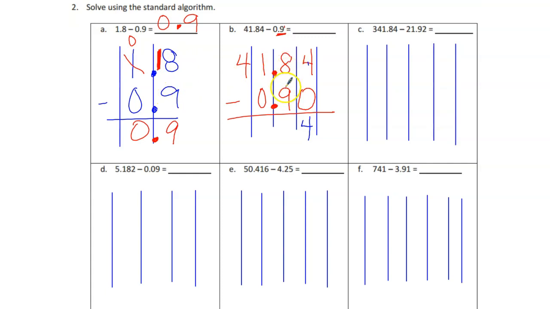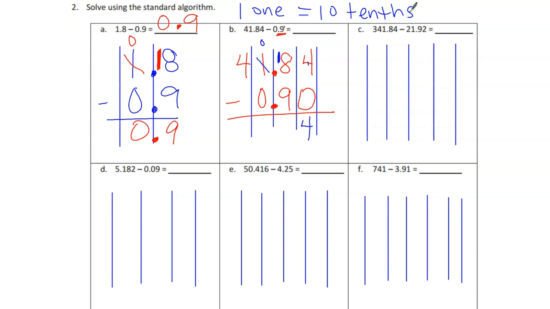So 8 tenths minus 9 tenths, I can't do. I need to rename this one whole. Now I have 0 wholes left, because I want to take that 1 and make it into 10 tenths. 1 is equal to 10 tenths.